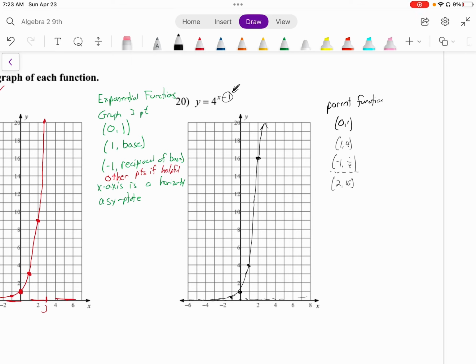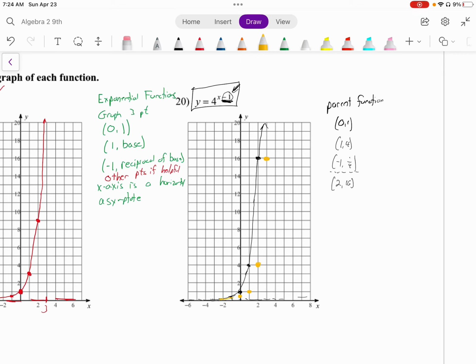So now for our actual function, we will do in yellow, we're subtracting 1 inside the exponent. Inside the exponent, that means it moves left or right. So it moves right 1 here. So we take each point and move it right 1. I'm going to move -1, 1/4 over 1, move 0, 1 to the right 1, and 1, 4, and 2, 16. I'm moving everything right 1.